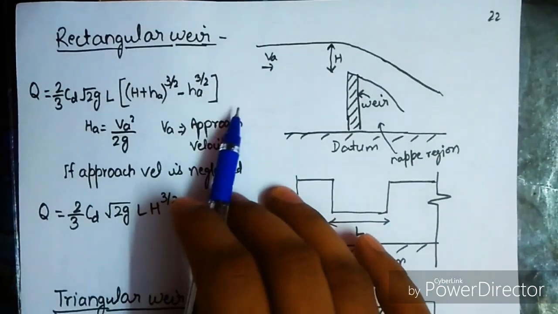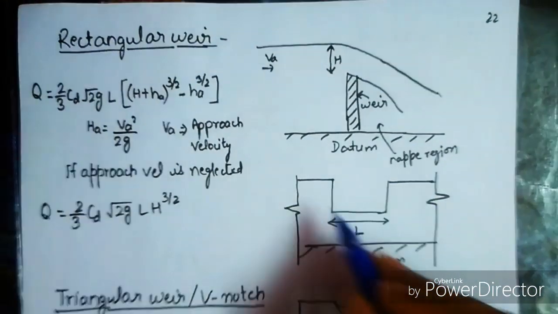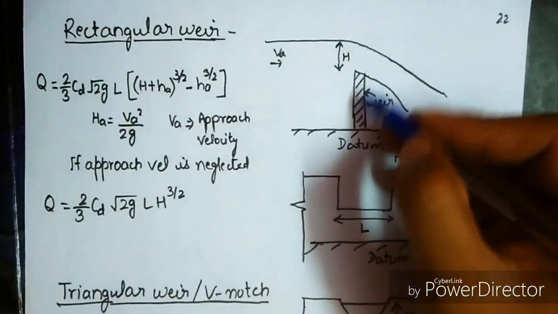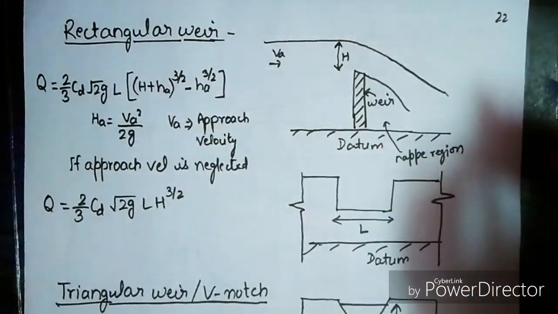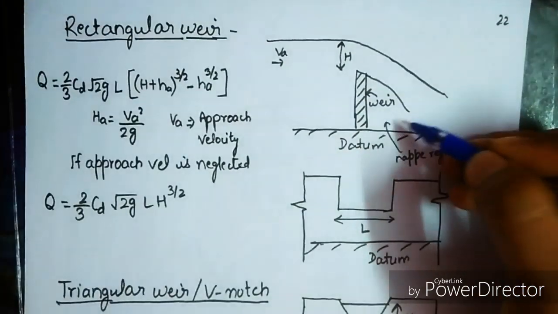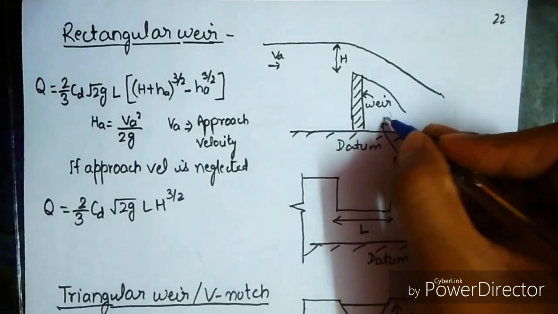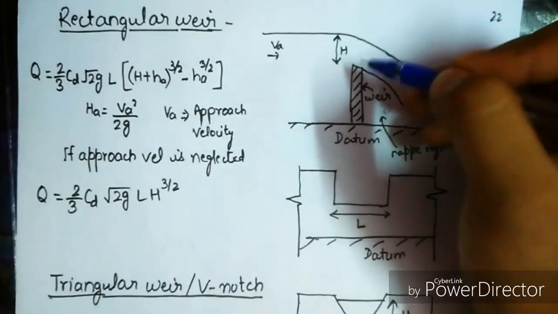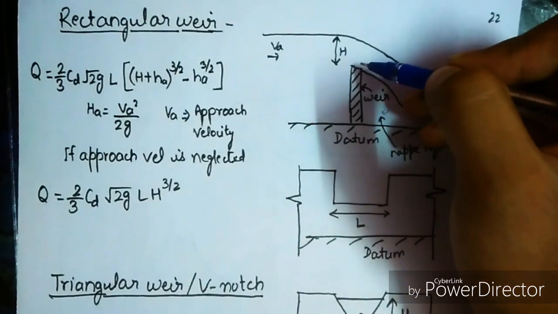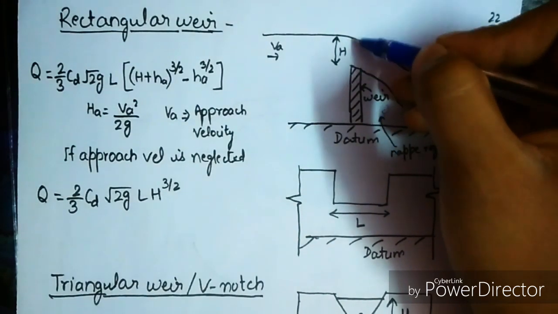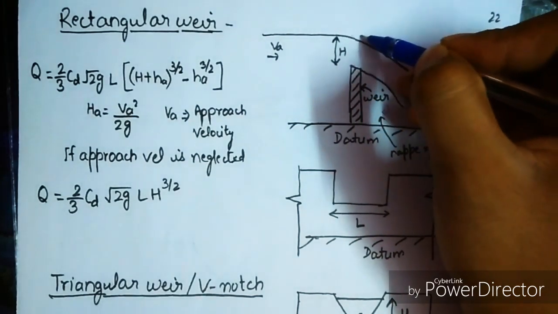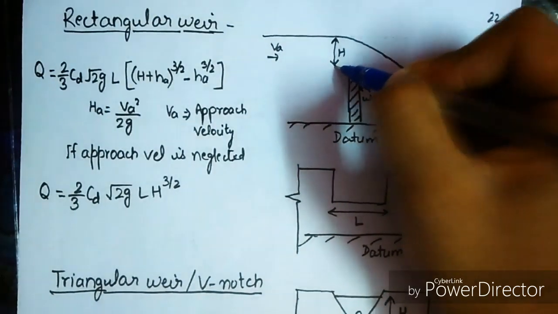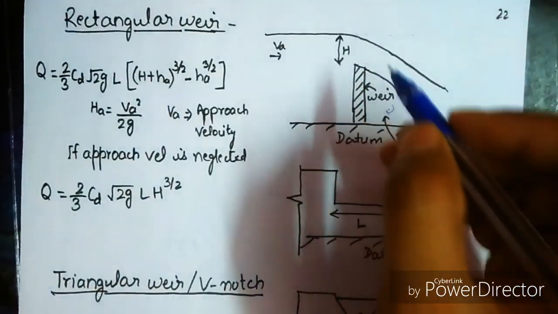First case is the rectangular weir. Rectangular weir, we can see it here like this. This is the cross section of the rectangular weir whose width is L. Okay, and this is the height of the weir. Here there is a gapped portion called the nappe region, where some swirling of the water occurs. Now this is the datum. The height of the top of the weir below the line of flow of the water is H, and Va is the approach velocity.